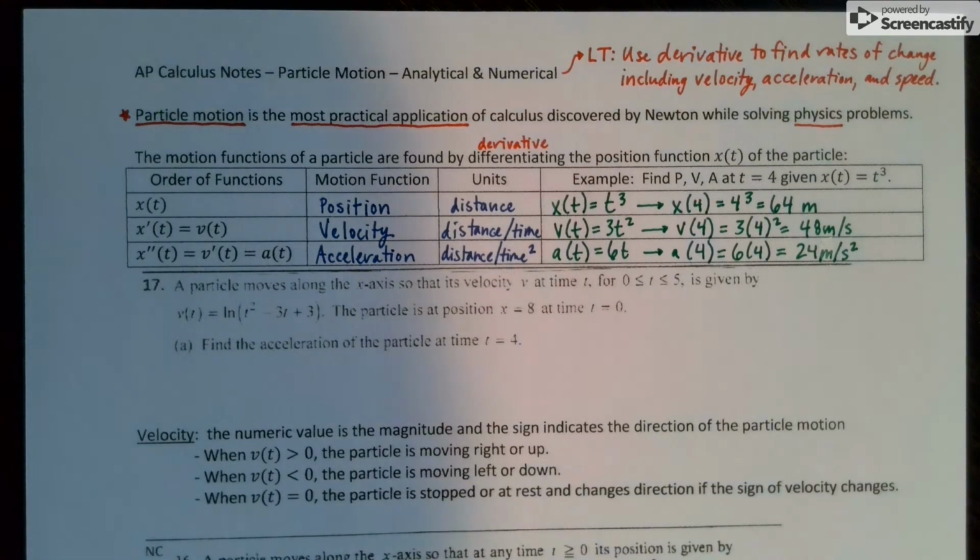I think what I'd like to do is save the examples to work out in class together, so let's just get through the conceptual information about velocity in this next section.